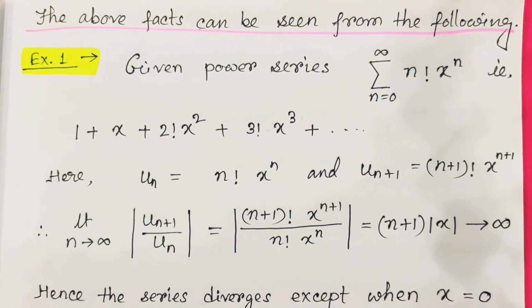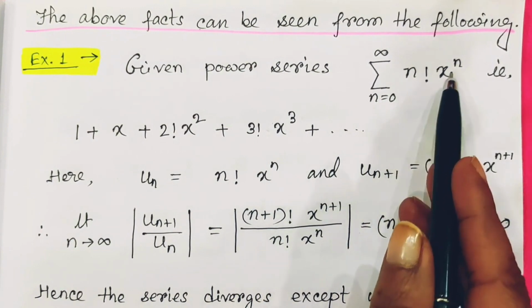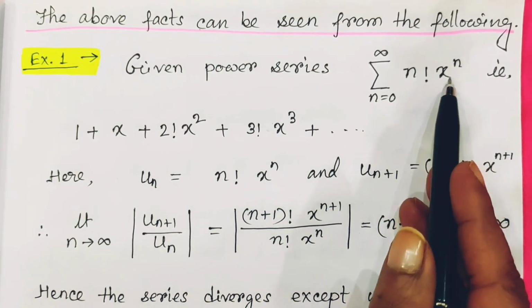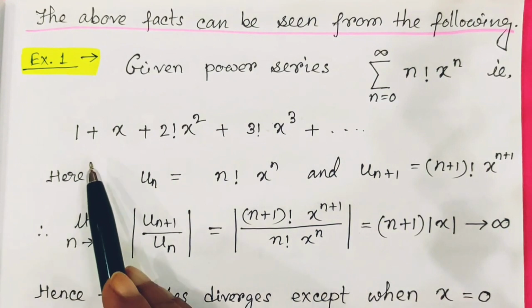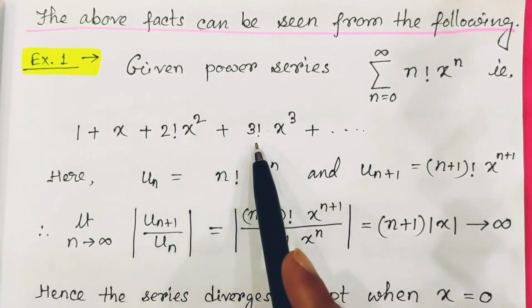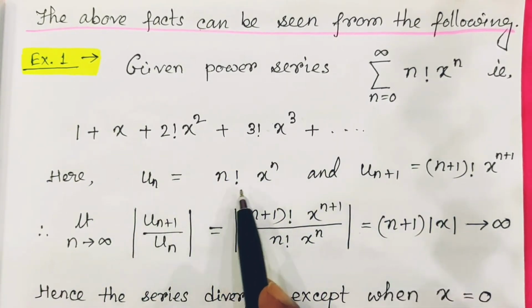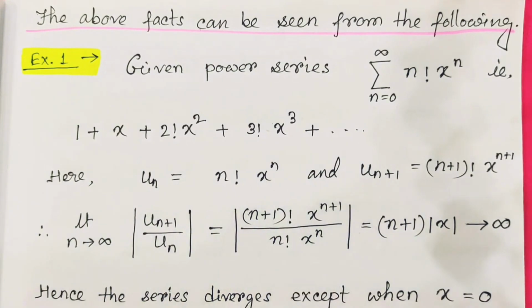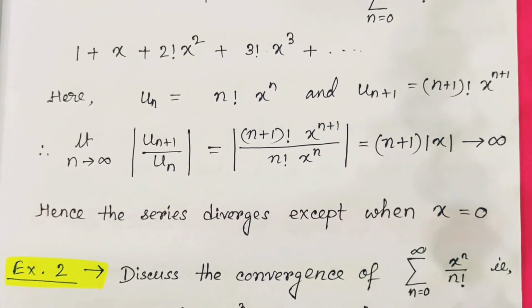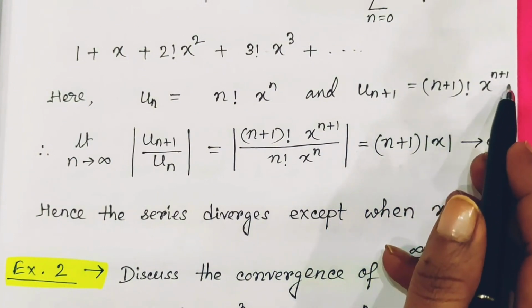These 4 situations we will analyze with examples. So here is the first example. The power series given is summation n factorial x to the power n. If we expand this, we get the series 1 plus x plus 2 factorial x square plus 3 factorial x cube, and so on. So here u_n is n factorial x to the power n, and u_(n+1) is (n plus 1) factorial x to the power n plus 1.